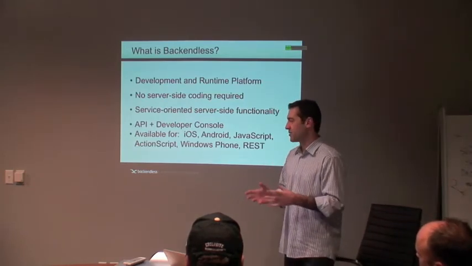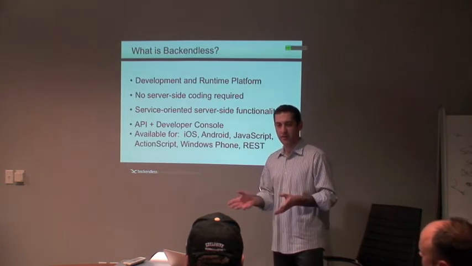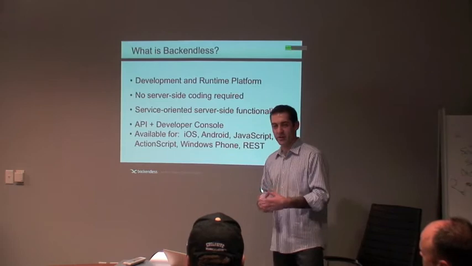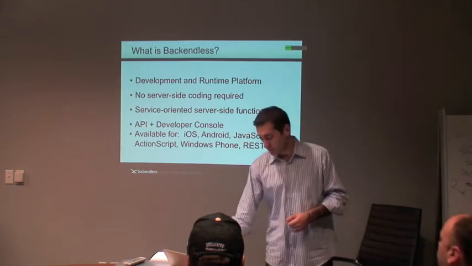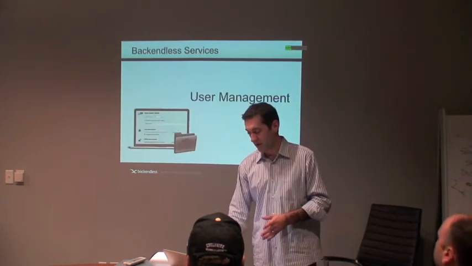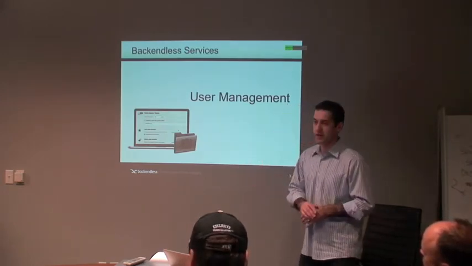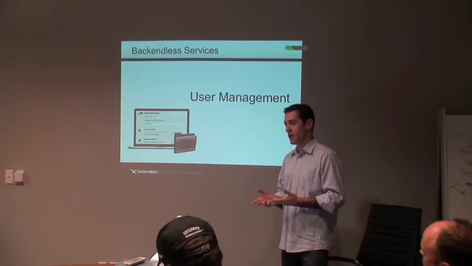The actual product is a combination of the APIs that I mentioned and the developer's console. I'm going to tap into the console just to show you what it looks like and how you interface with it. As far as the actual services, there are 6 of them, 6 core services. I'm going to give you a quick rundown to show what those services are and how to work with them.